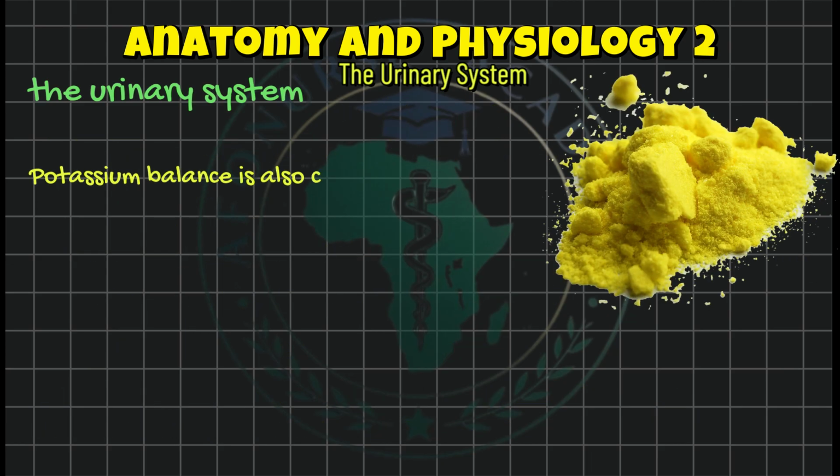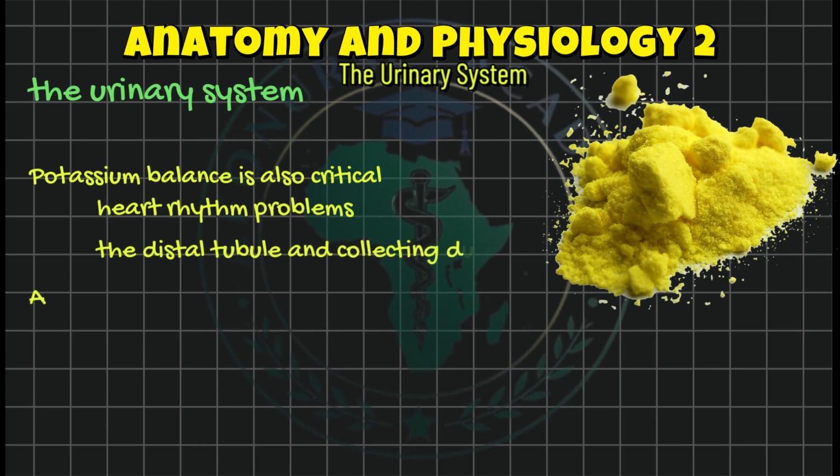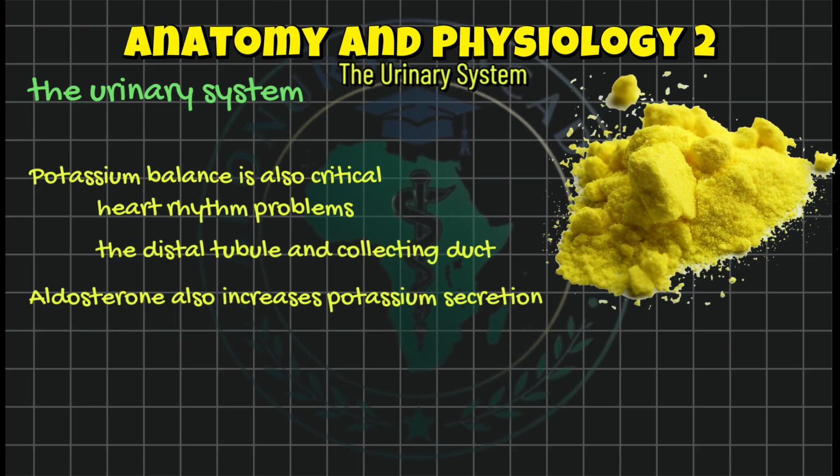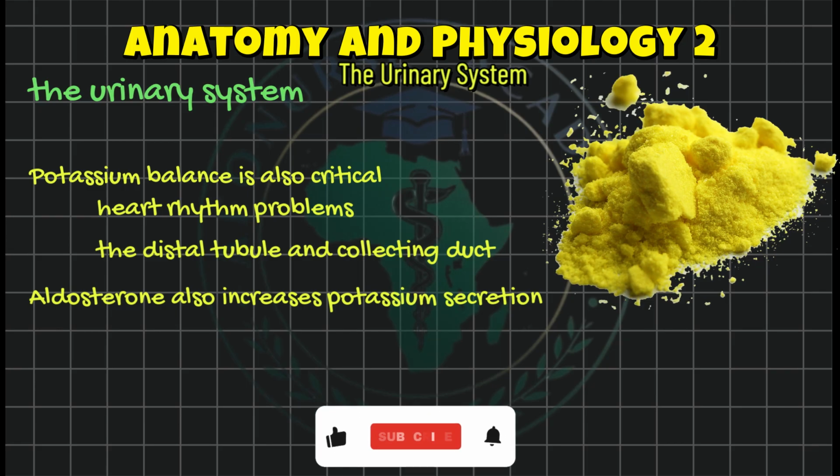Potassium balance is also critical because too much or too little potassium in the blood can cause dangerous heart rhythm problems. The kidneys regulate potassium by adjusting how much is secreted in the distal tubule and collecting duct. Aldosterone also increases potassium secretion. So when aldosterone levels rise to conserve sodium, potassium excretion increases. This is why certain blood pressure medications that affect the RAAS can alter potassium levels, and patients taking these medications need to have their potassium monitored.